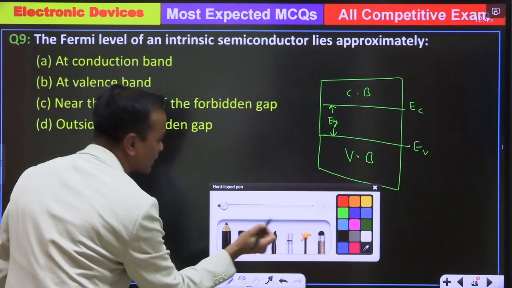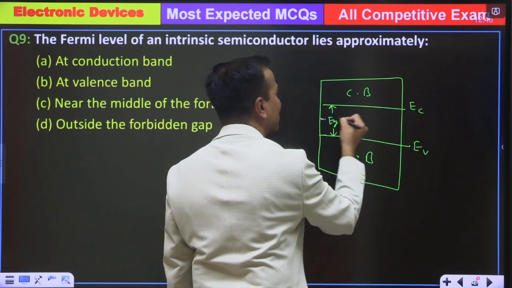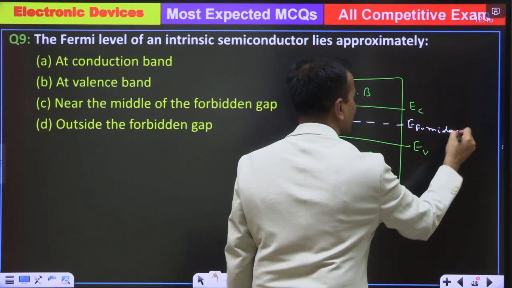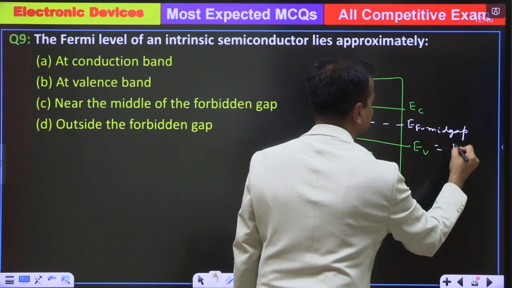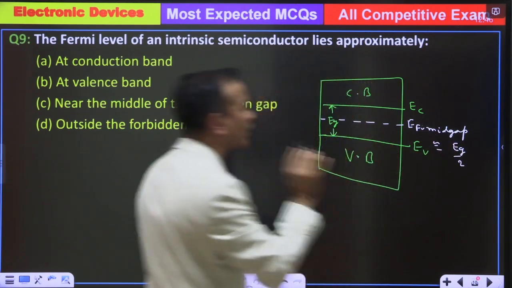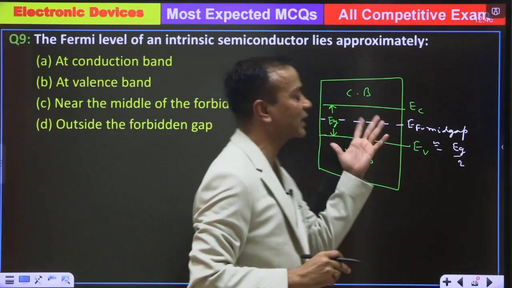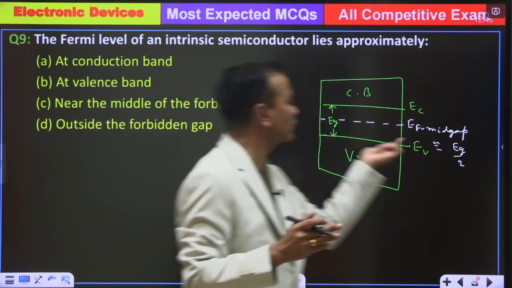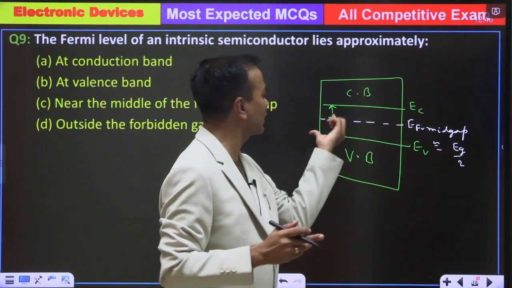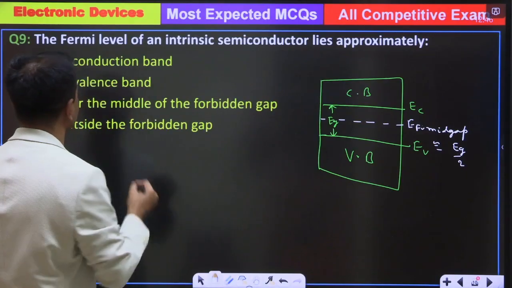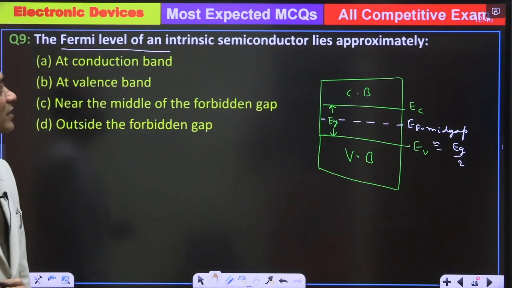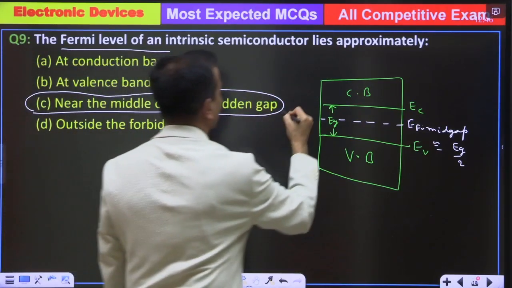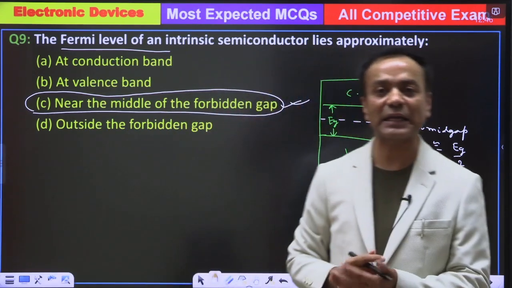It lies near the middle, and this is called EFI, the mid gap. Normally we can say it is EG by 2, approximately, not exactly. Whenever I teach this in detail, more precisely about the Fermi energy level for the intrinsic semiconductor, you will find out where it will be. But normally we can say it will be near the mid gap, near the center point of the forbidden gap. Based on that, the Fermi level of an intrinsic semiconductor lies approximately near the middle of the forbidden gap. So option C is the right answer for this question.